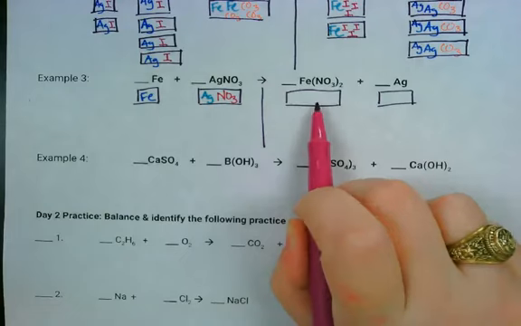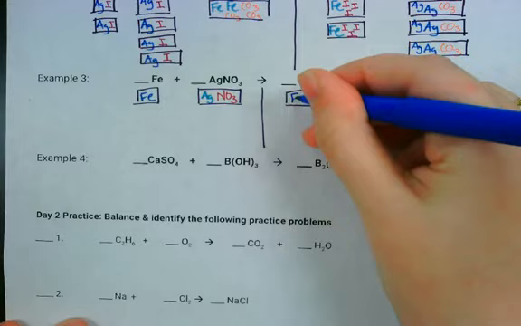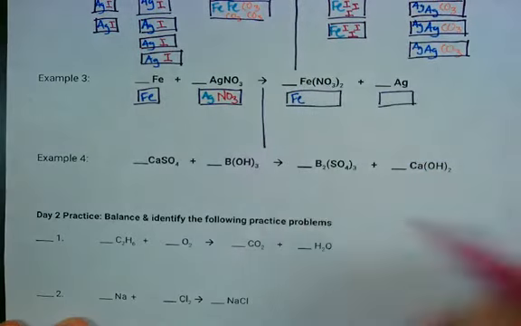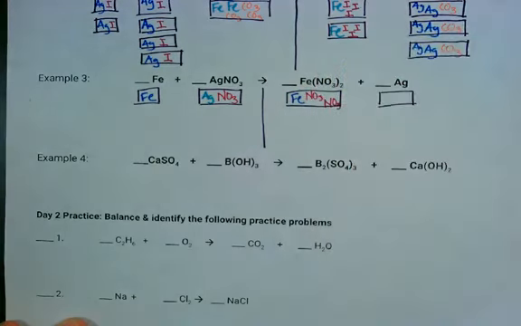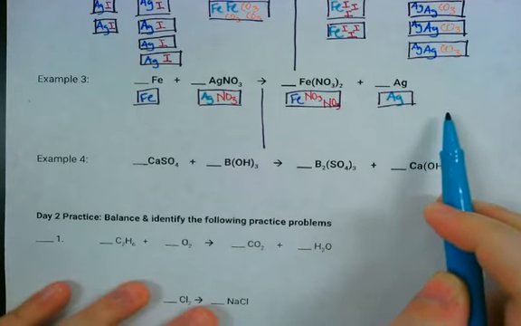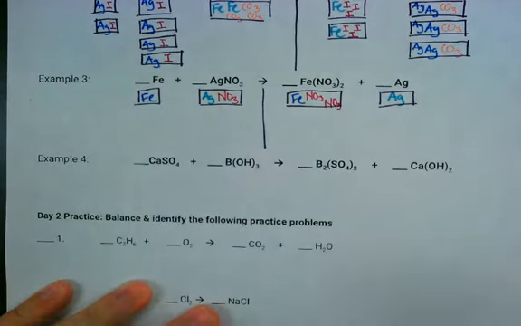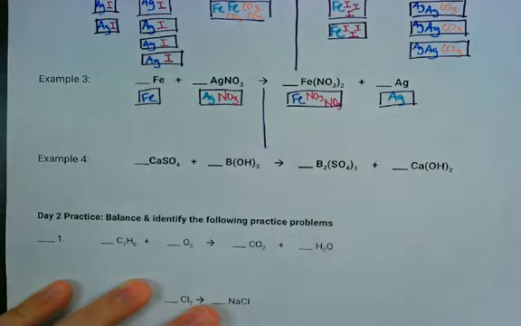Okay, let's check over here. Now, how many iron? Well, we have just 1. How many NO3 do we have? We have 2. So we're going to write NO3 twice. Alright, and silver, we have 1. So our baseline is there. Now we can add as we need to. Okay, iron, 1 on each side, we're good there. Silver, 1 on each side, all good.